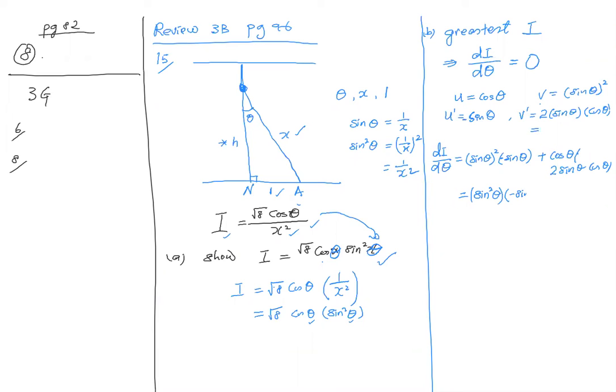negative sin theta plus cos squared theta 2 sin theta. Right? Okay. Is there any way we can simplify? Okay, we factorize out the sin theta. So I have sin theta times 2 cos squared theta minus sin squared theta.